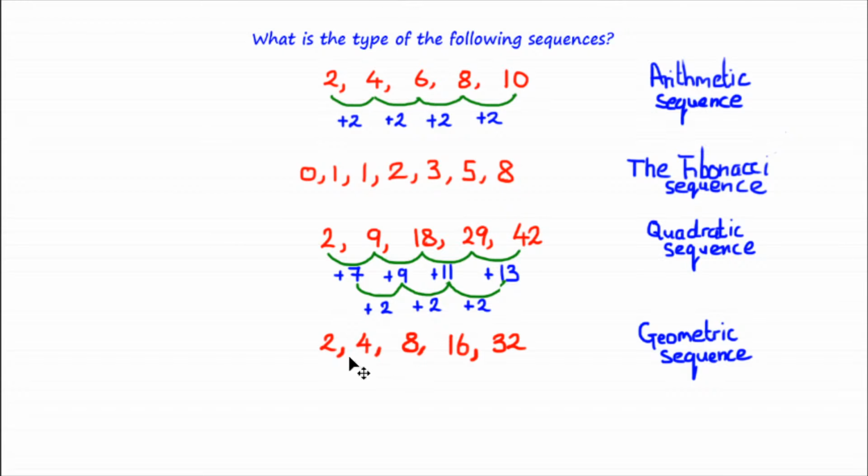Now, how you know it's a geometric progression is we can get from one term to the next by multiplying by what's called a constant multiple. And this constant multiple is called the common ratio, okay? And the common ratio here is 2. Okay, so 2 times 2 is equal to 4, 4 times 2 is equal to 8, and so on.